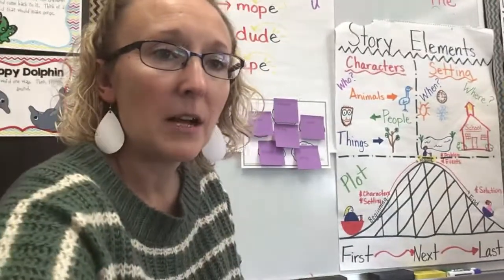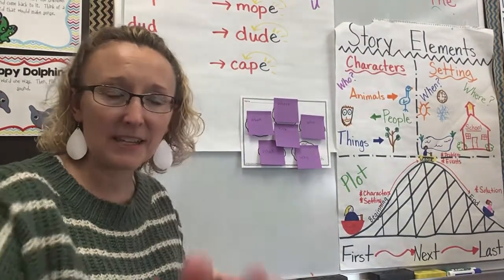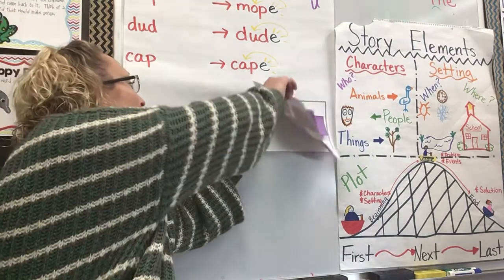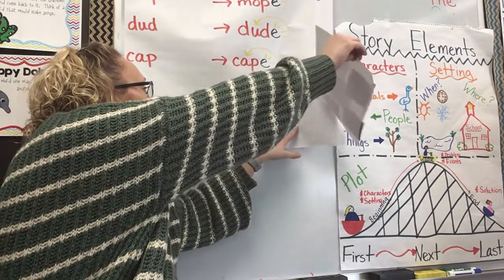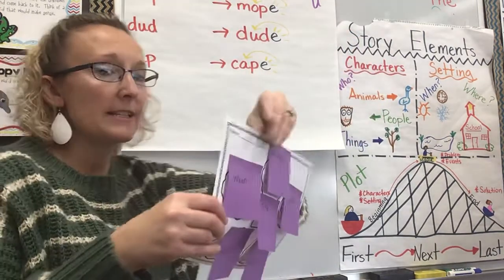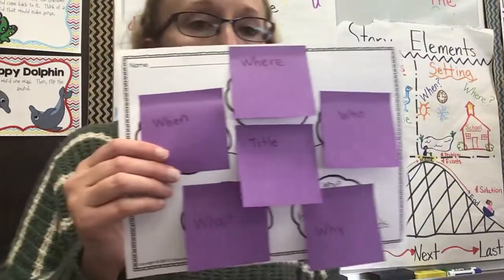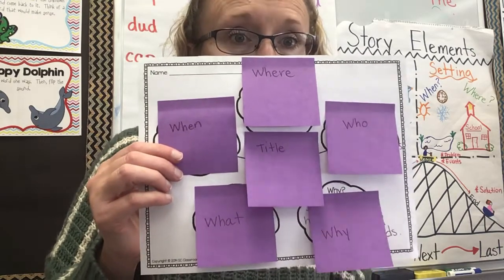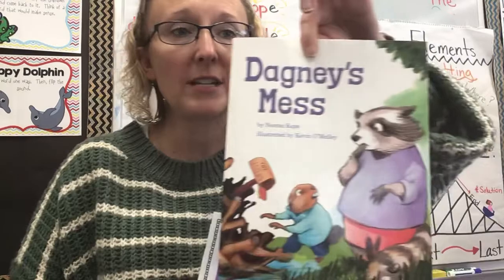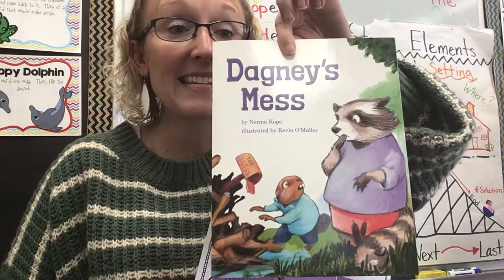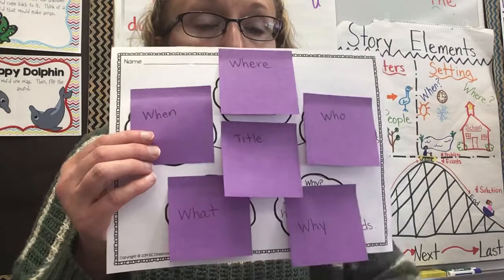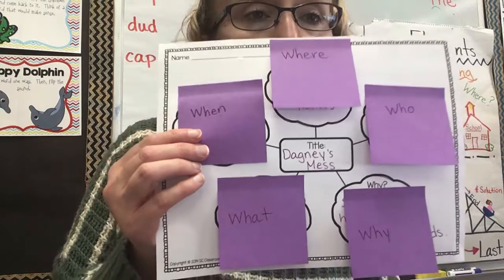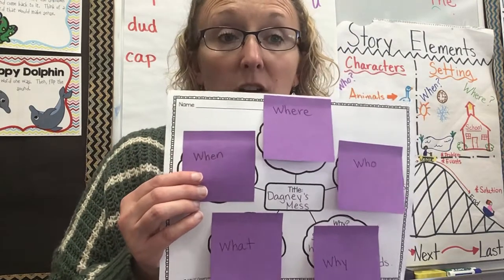I have a feeling where I have this camera, it's going to be too far away, so I'll probably take this off the wall so you can see. So I'll move it over closer to you and I'll hold it up one piece at a time. So the very first part that we're going to fill out is the middle. That says title. What is the title of the book I'm reading? Well, today I'm going to be reading you this story called Dagny's Mess. So I'm going to go ahead and write Dagny's Mess right here in the middle so you can see I've done that.